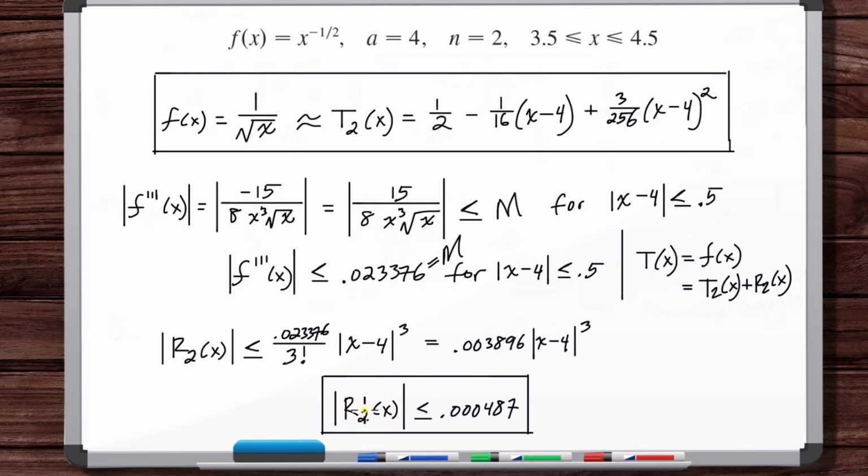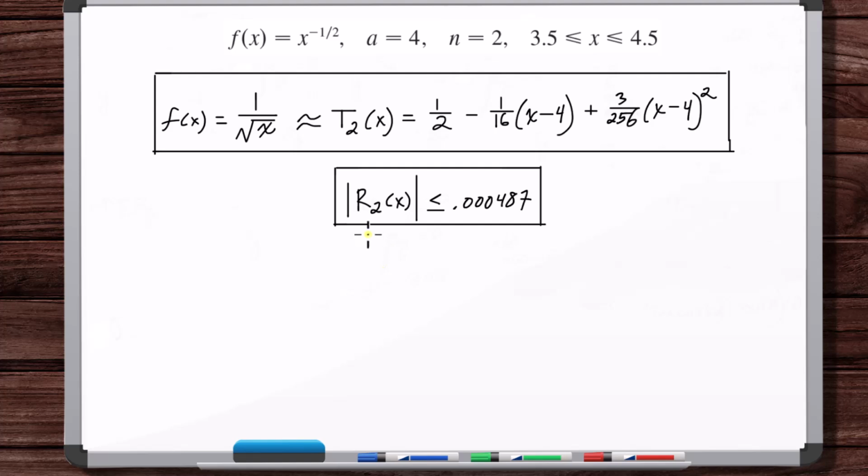It's that error. This isn't a specific number. It depends on the x you choose. We're saying that this value here, which represents the absolute value of the error, no matter what x you put, as long as it's within that interval from 3.5 to 4.5, is going to be less than this. That is the answer to the question we were trying to answer.